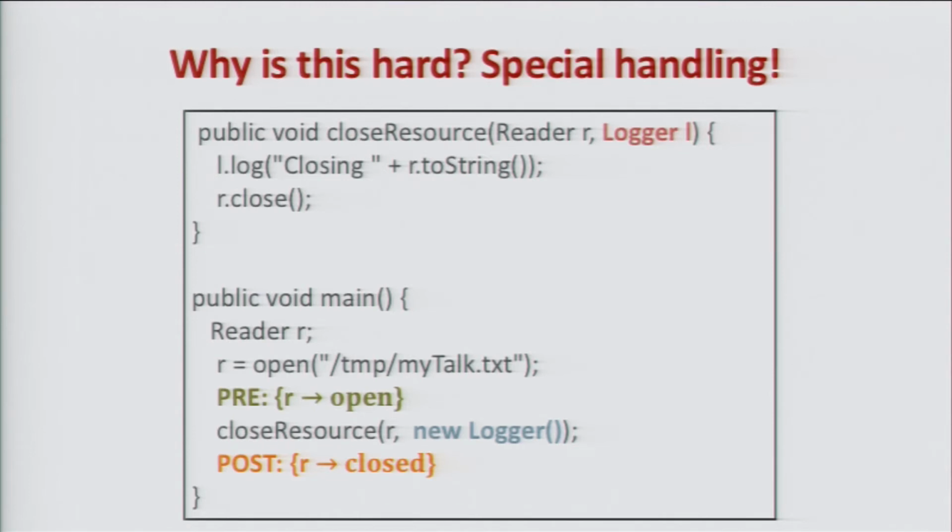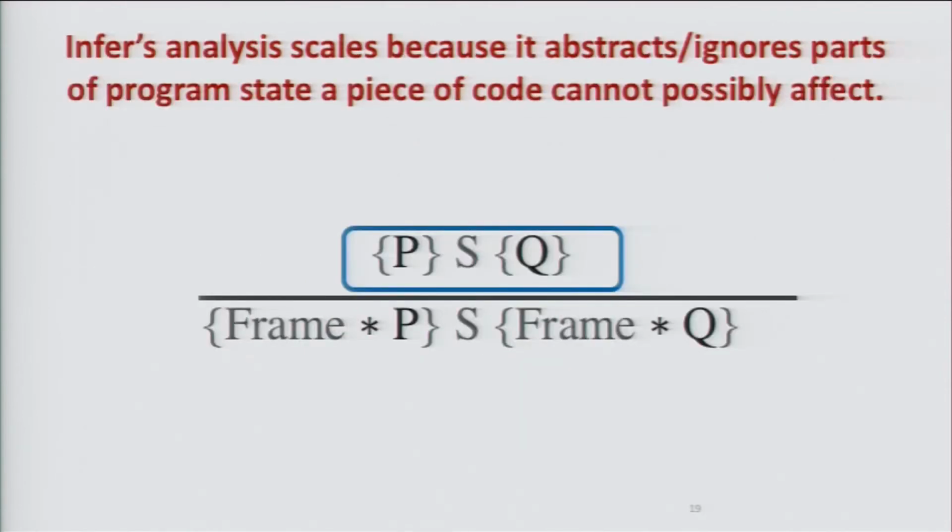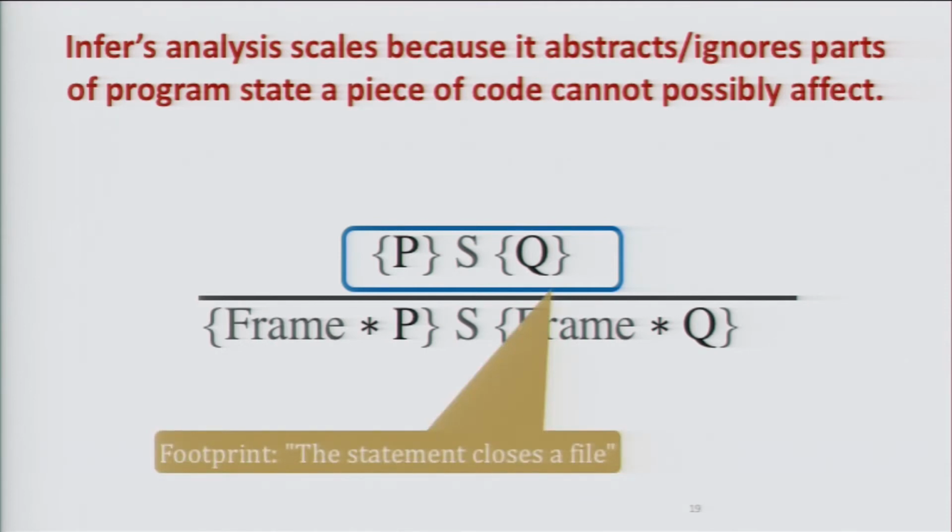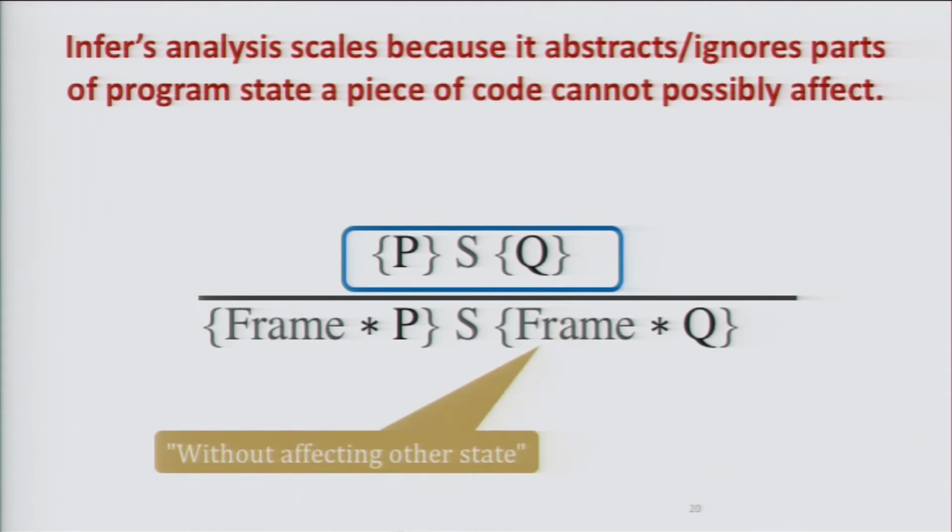In the context of this amount of time, I can't explain all of separation logic-based static analysis to you, although it is very cool, and I wish I could. But I can maybe give you a little intuition. The analysis that's being used here scales basically because it ignores part of a program state that a piece of code can't possibly impact. This is effectively what the core underlying inference rule in separation logic does. It's called the frame rule, and it says, effectively, the statement that I am reasoning about does a thing. It closes a file without affecting anything else in the program.